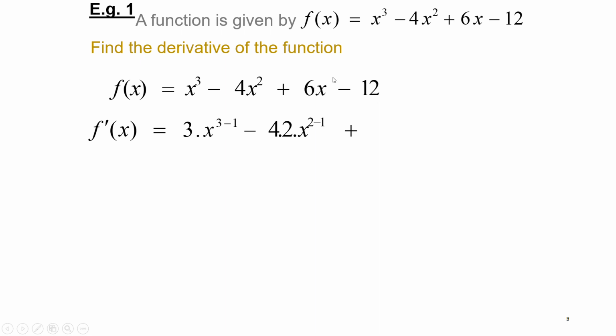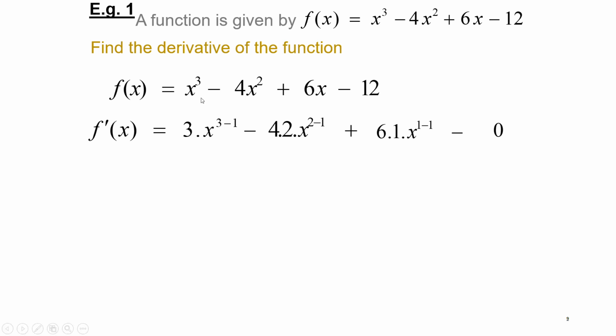This one, the power is 1, so you'll have 6 multiplied by 1. There is an invisible 1 here. So that is why it's multiplied to 6 times 1, and it is multiplied to this x, and this power is reduced by 1, so you have 1 minus 1. And lastly you have 12. And what did we say about differential of constant? Differential of constant is 0, so that is why we put 0 there.